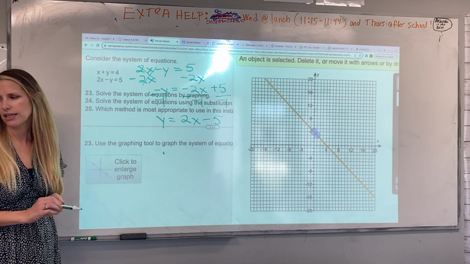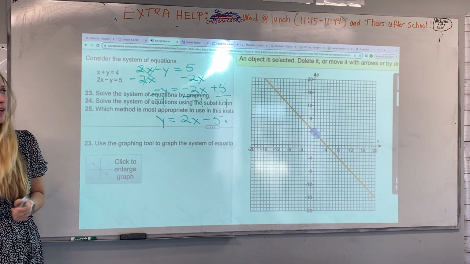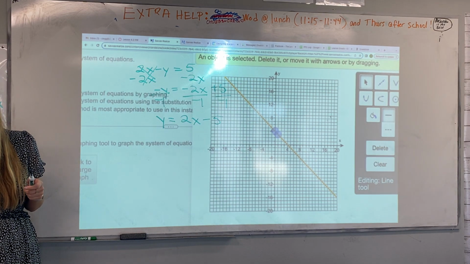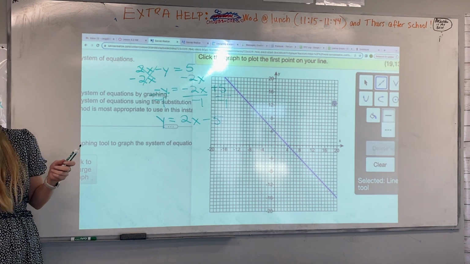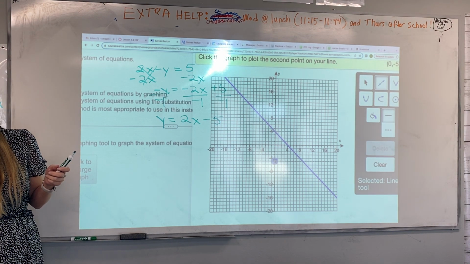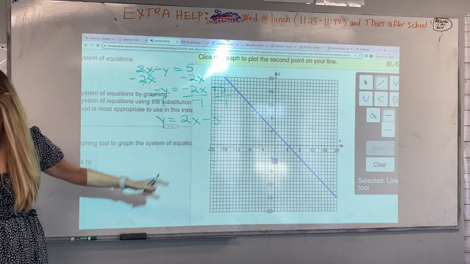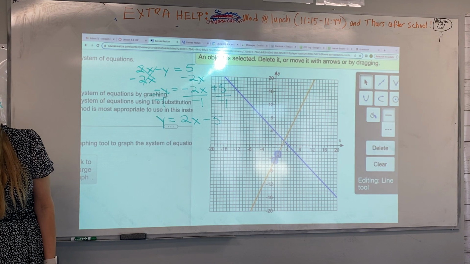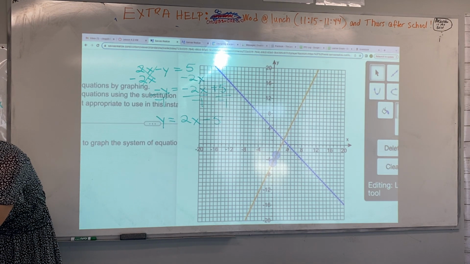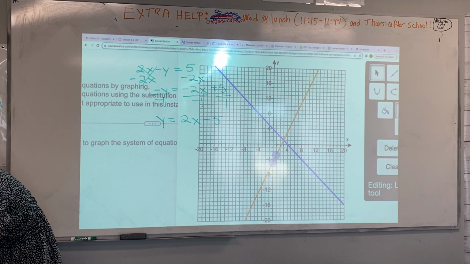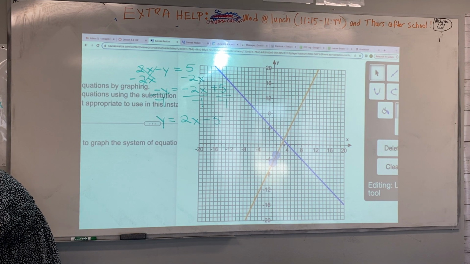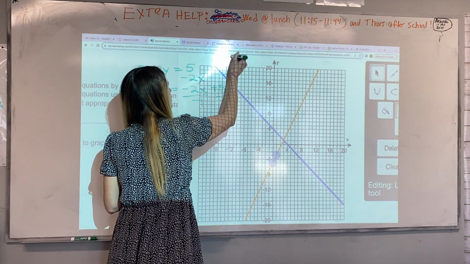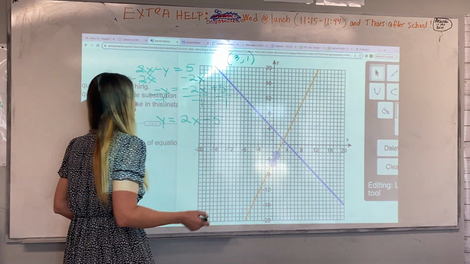Okay, so now I have my equation here, and I have to graph it. The first one didn't work. Okay, so now we're going to graph my negative 5 on my y. And then I have to go up 2 and to the right 1. So now I have my solution. Okay, so I have 1, 2, 3, 1. So my solution is (3, 1).